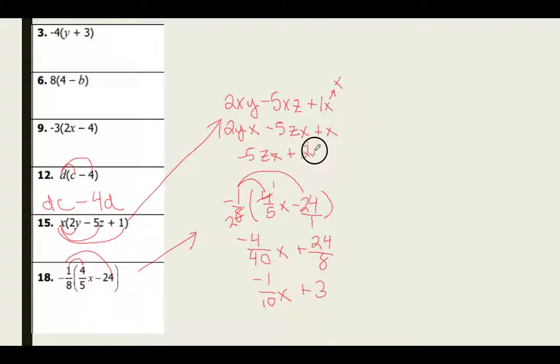plus 2yx plus x. Any of those orders are fine as long as the signs are the same. So as long as you have a positive 2, negative 5, and a positive 1, it didn't matter the order. I don't know why you would write it like that since it was originally in this order, but you could.